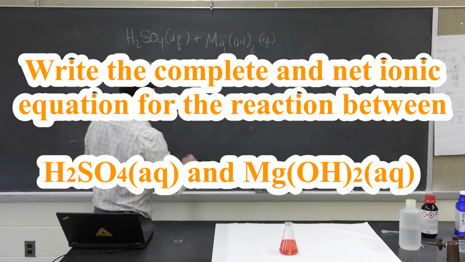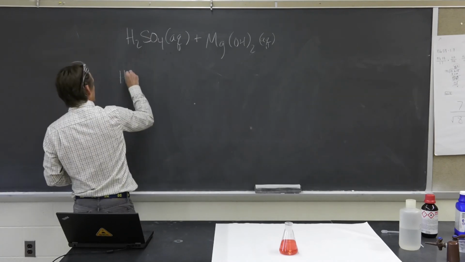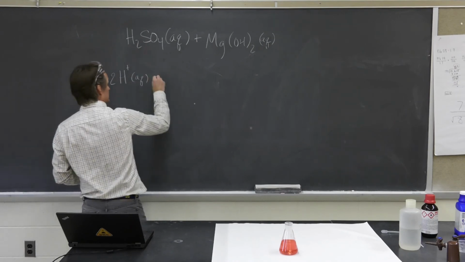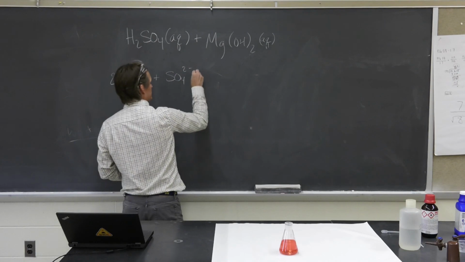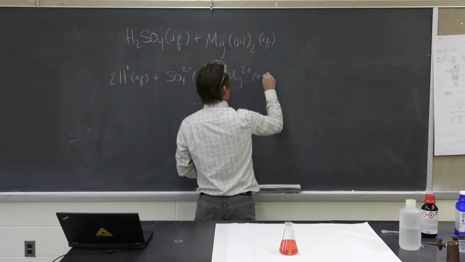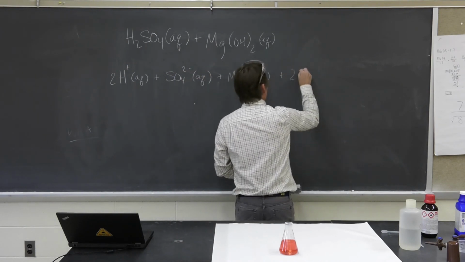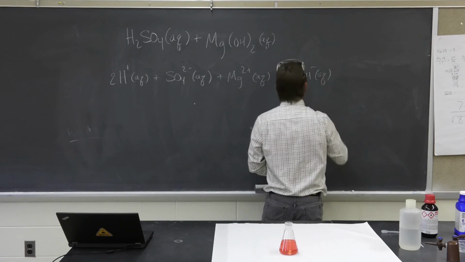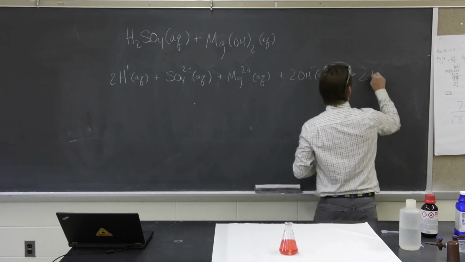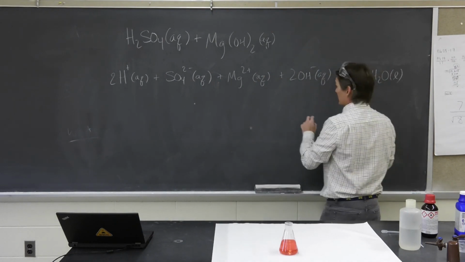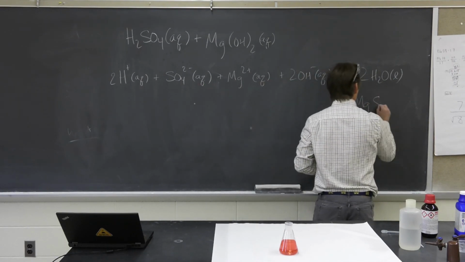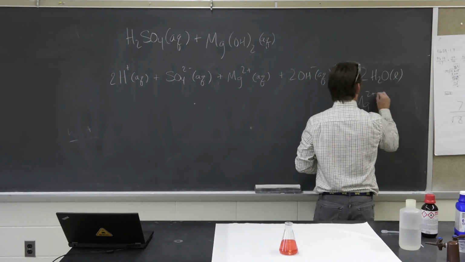All right, let me write these for you. Let's see, I'm going to have 2H+ aqueous from the sulfuric acid. I'm going to have the sulfate ion. That's going to react with magnesium 2+, and I'm going to get 2 hydroxides. This and this are going to give me 2 waters. And I'm going to end up with dissolved magnesium sulfate. Let's write it like this.